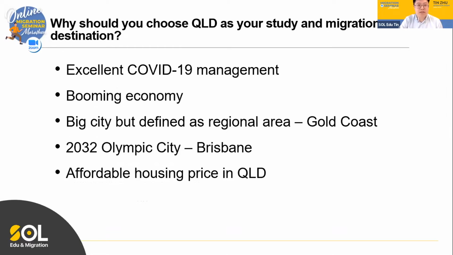Okay, so why should you choose Queensland as your study and migration destination? First of all, I'm really proud to live in Queensland because we have excellent COVID-19 situation management. Even though we had several lockdowns, they were probably just for 3 days, 7 days. Unlike Sydney and Melbourne, which have been locked down for months. So we have excellent COVID-19 control in Queensland here. And we have a booming economy, which I will explain later. Brisbane is the host city for the 2032 Olympics. As well, once you get permanent residence or a 491 visa and would like to settle down in Queensland, the good thing is the housing price in Queensland is quite affordable compared to Sydney and Melbourne.